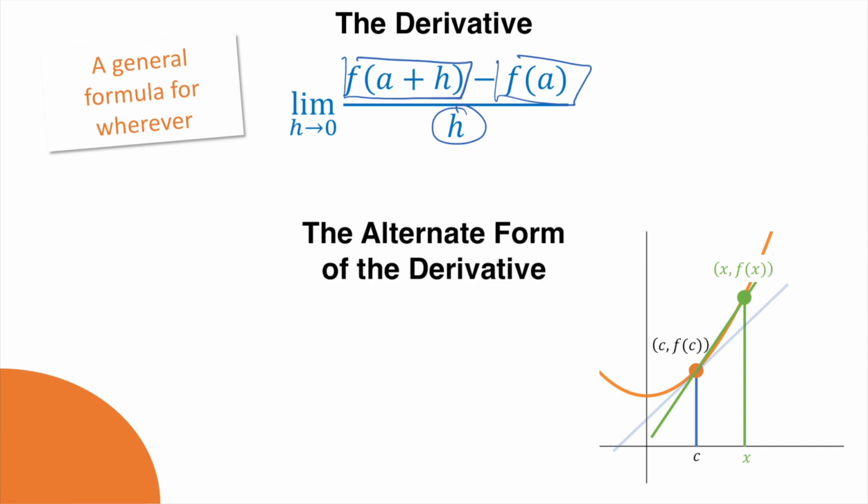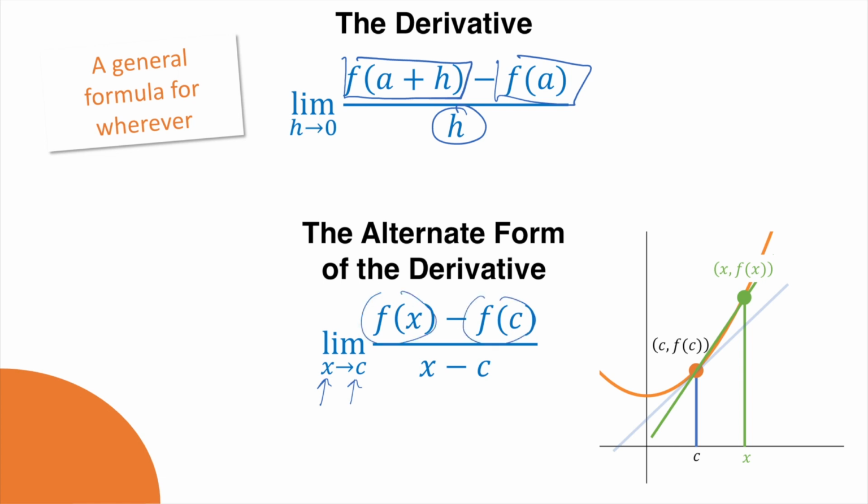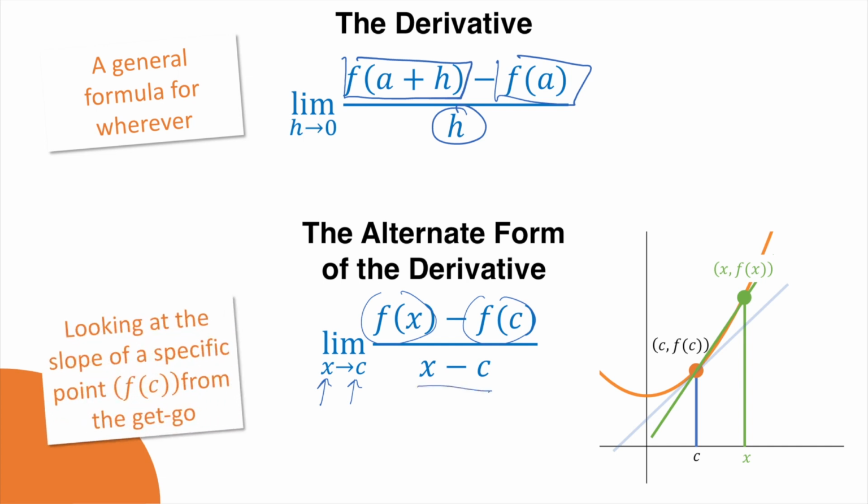There's an alternate form of the derivative that looks like this. The limit as x approaches c of f of x minus f of c over x minus c. And that's just looking for a specific point on the graph from the get-go. So we have c, look down at the graph here, we have c and we have the scooch over point x, and we want the distance between those to be as close to 0 as possible.